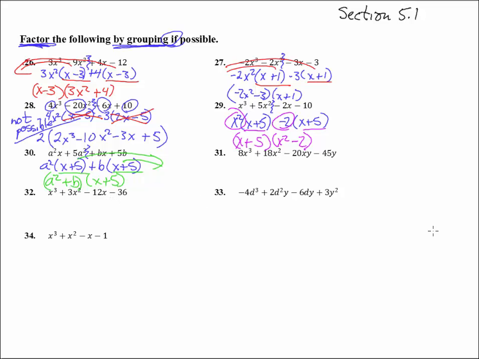Good. Number 31. Oh, 1, 2, 3, 4 terms. Good. So let's split it down the middle, and we have, ooh, what can we pull out of an 8x cubed and 18x squared? Is that just a 2 that we can get? I think so. 2 and an x squared. And we're left with 4x plus 9.